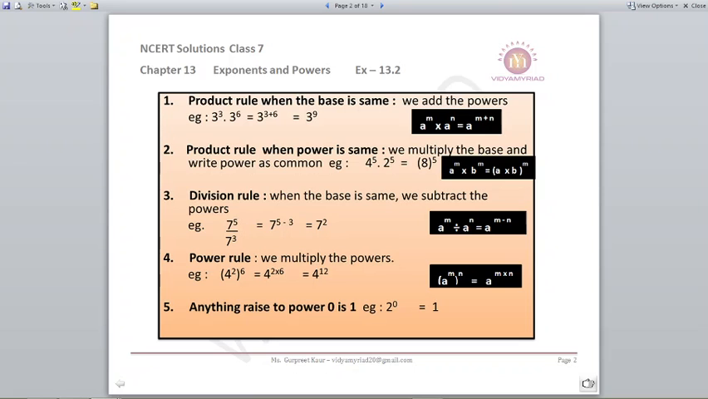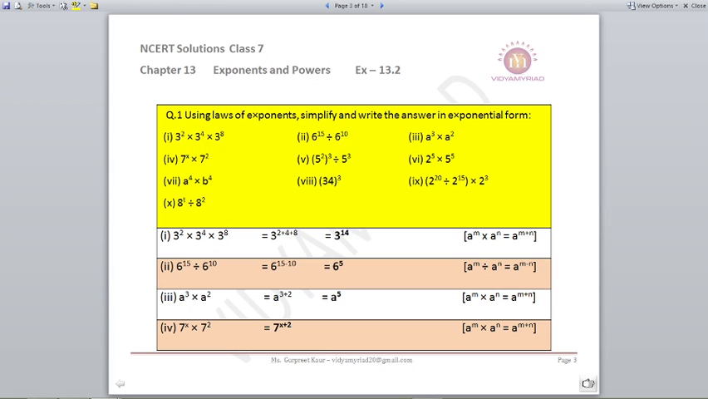Next important rule is the power rule. That means when you are multiplying the powers, that is 4 raised to power 2 whole 6, there are 2 powers here. In that case we will multiply. So 4 raised to power 2 multiplied by 6 gives you 4 raised to power 12. And then lastly, anything raised to power 0 will be 1. So based on all these 5 rules, we are going to do the exercise and we will follow these formulas. Let's begin with question number 1.